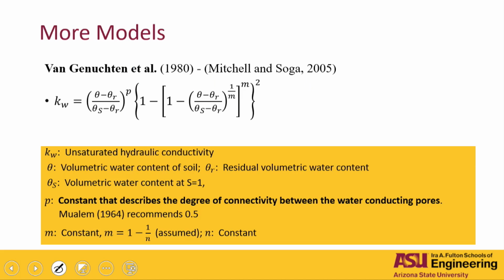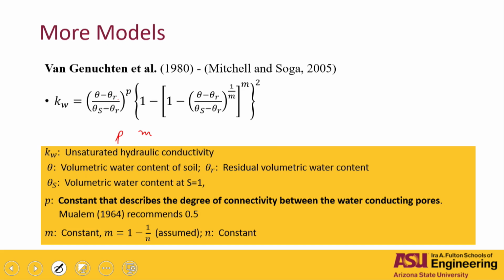This is another one, Van Genuchten et al. Also, and this one, again, will require the volumetric water content at saturation, the residual volumetric water content in here, and it has a parameter, the famous p parameter. We spent a lot of years trying to figure out the p value for this equation, and they have a value here, which is a constant, which is assumed to be 1 over n, and this one is from the soil-water characteristic curve. This p value is a constant that describes the degree of connectivity.